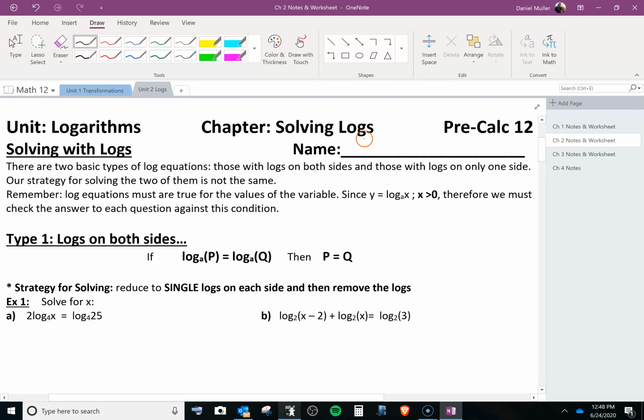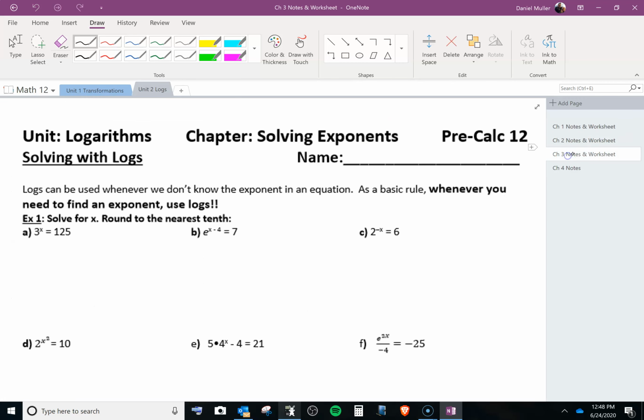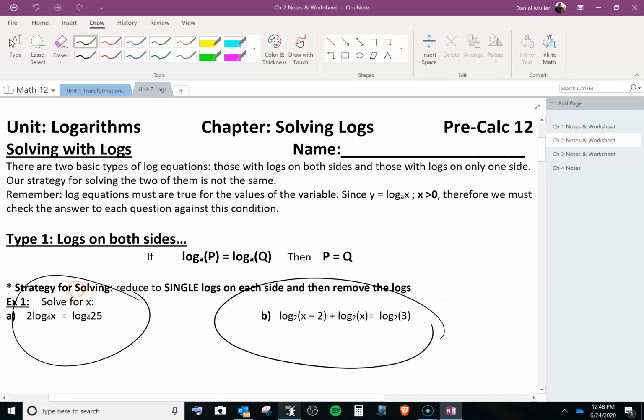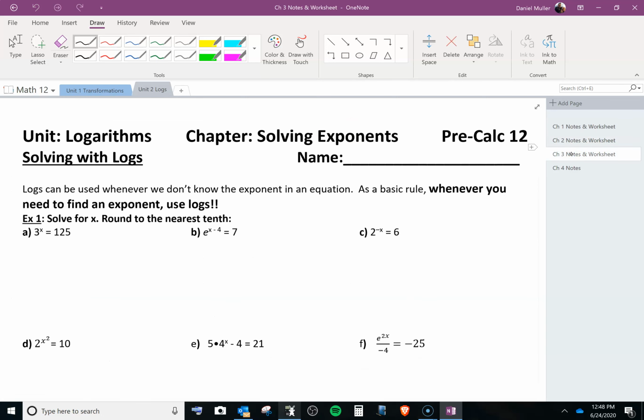Now, there's two types of solving questions, which is why there's two chapters. So we've got chapter 2, solving with logarithms. You can look, sure enough, inside the equation, there's logarithms. So you're solving logs. There's log questions. Then there are questions that say solving exponents. Look at all of these. The exponents are all unknowns. So we're going to use logarithms.